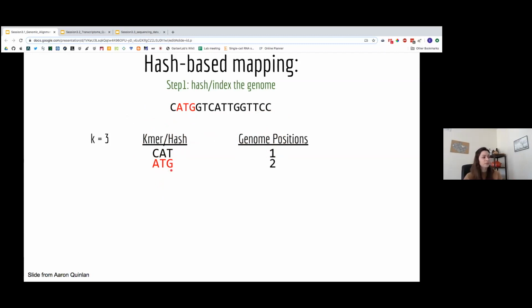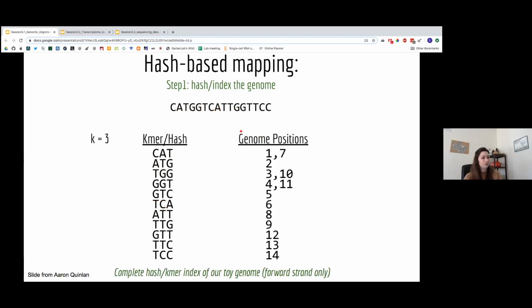So the second word we find is ATG. We annotate it as position 2, and we go on moving one base at a time until we get to the end of this genome.